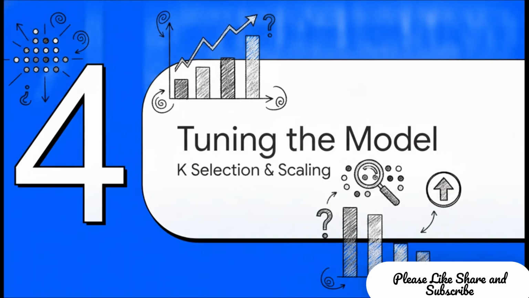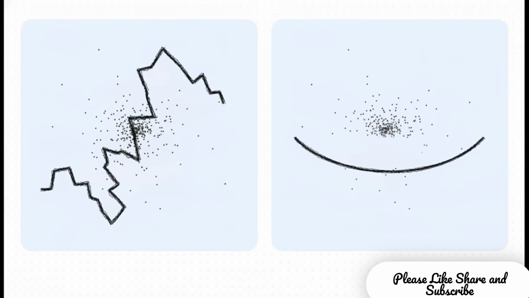Let's look at Section 4, Tuning the Model, focusing on case selection and feature scaling. The math works beautifully on paper, but let's talk about how we fine-tune this for real-world, messy datasets. This right here is a massive exam topic, the bias-variance trade-off. It all revolves around how you pick that k value.